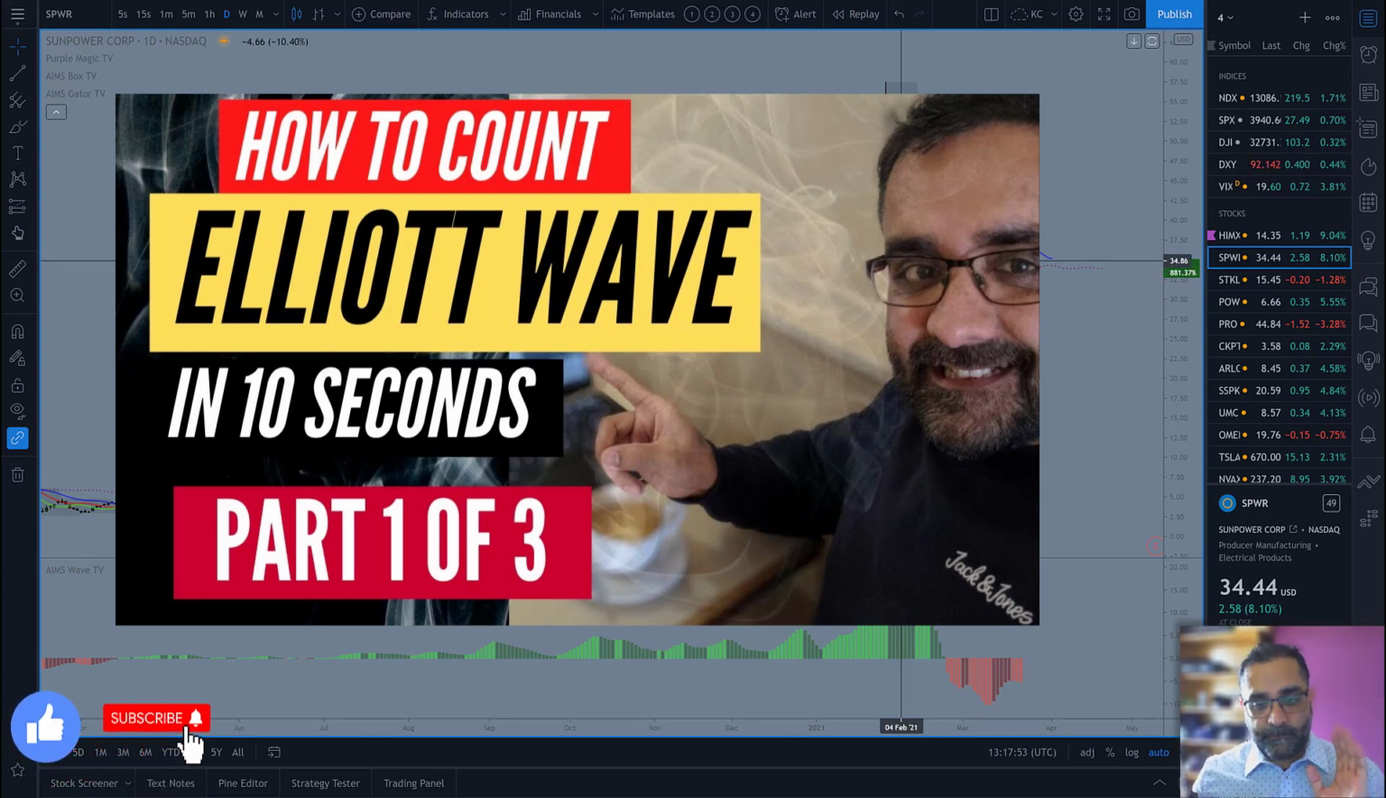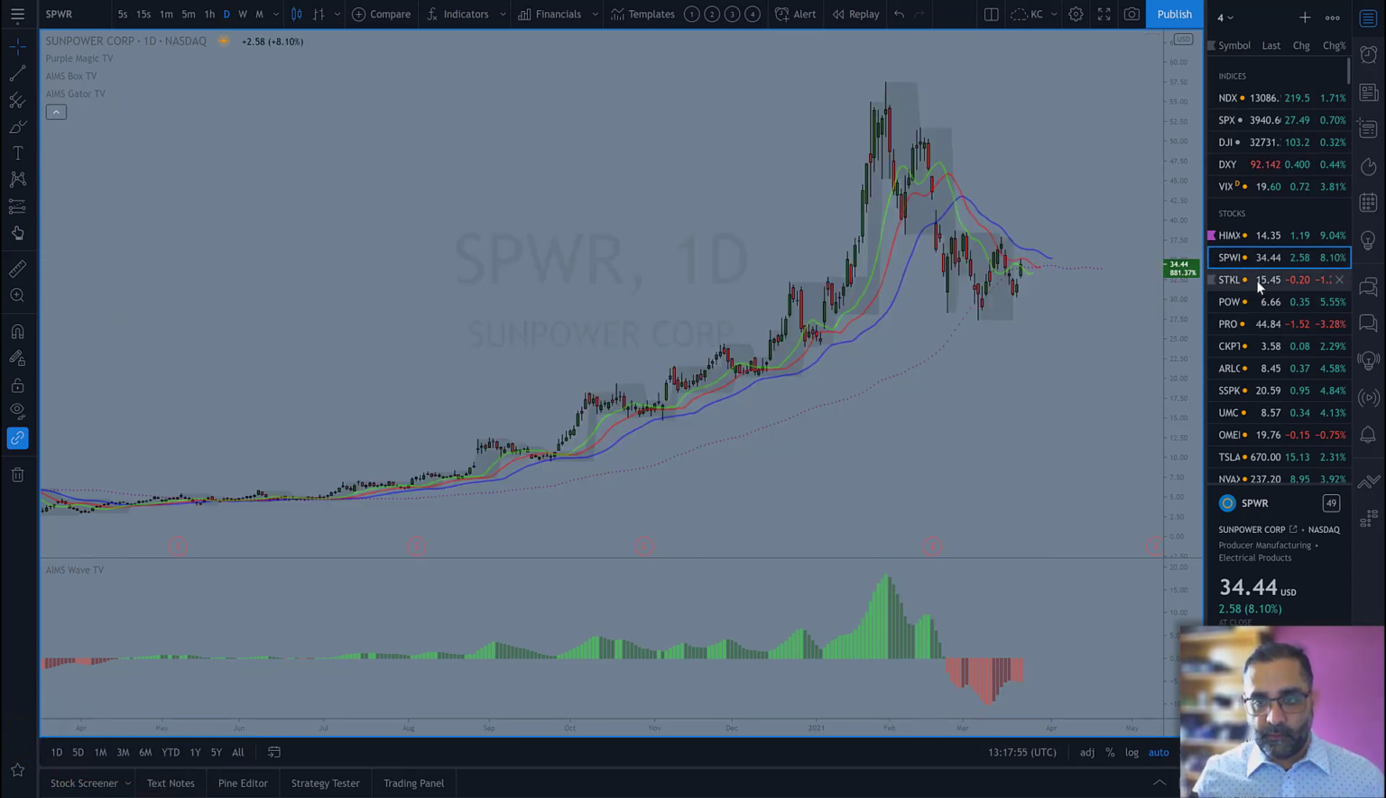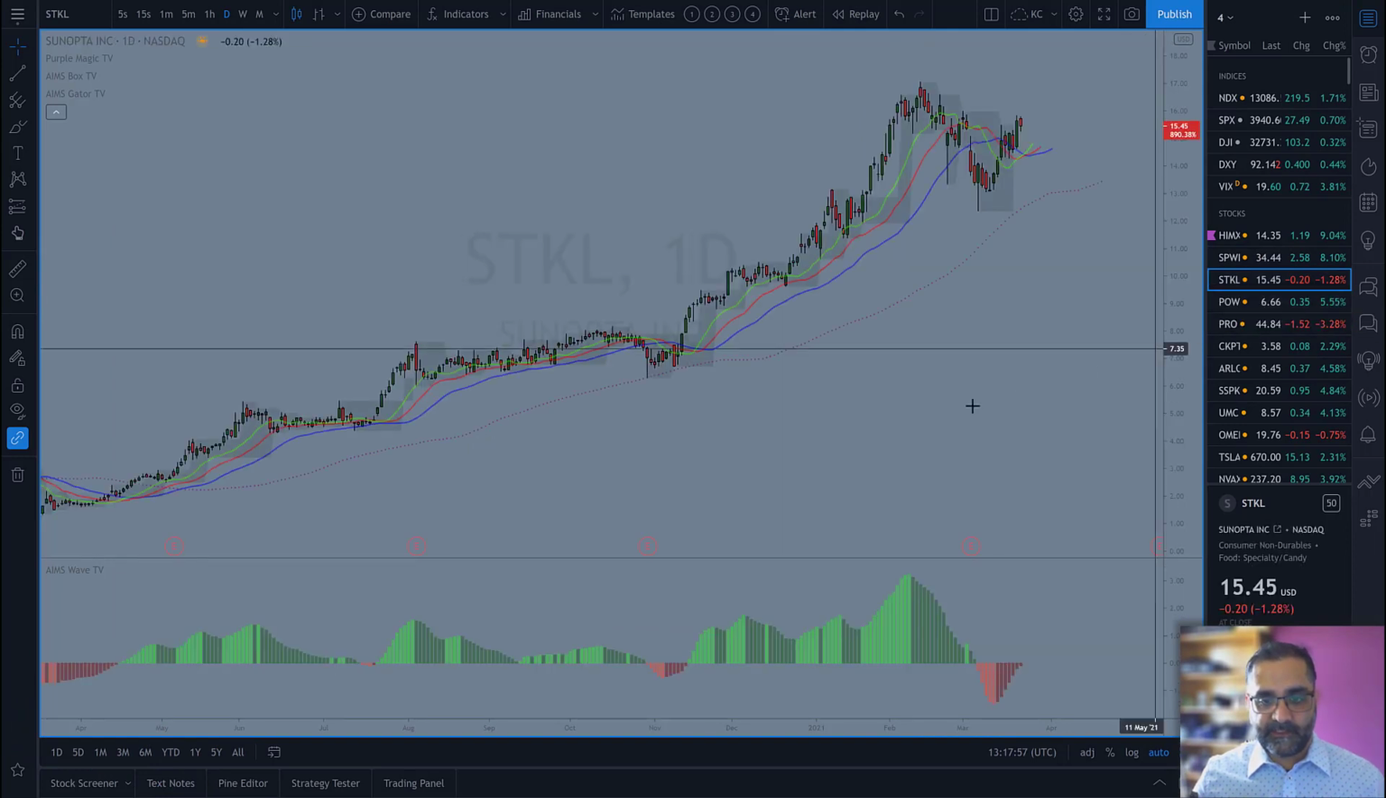Anyway, so this is my list for wave 4s. What I would do with these lists is that I want the market to break out of the box over here. So when something like this happens, I would go long. Now this one has a very strong wave 3 up and a 4 down.